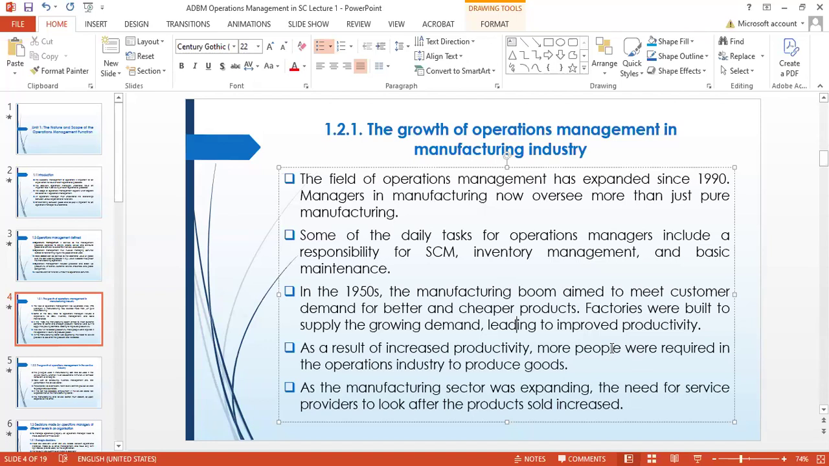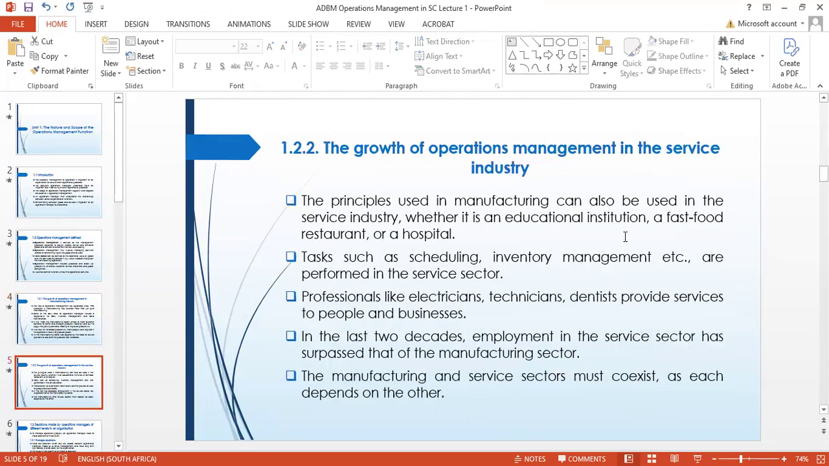So as the manufacturing sector was booming and expanding, we saw a need for services in the manufacturing sector. There was a need for services, and then the service sector started to grow to provide services to the manufacturing sector. Now, as we were having operations in the manufacturing sector, we started to have operations management also in the service industry, which was growing to complement the manufacturing sector. Some of the principles and concepts used in the manufacturing sector also apply in the service industry.